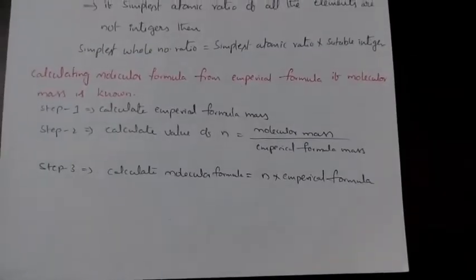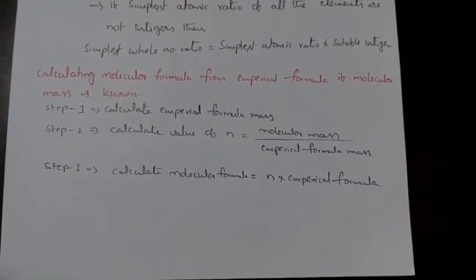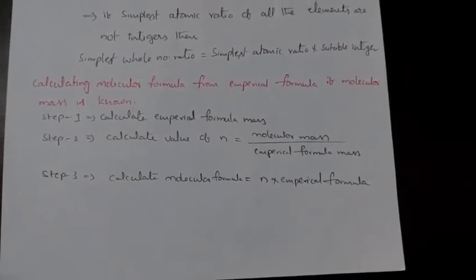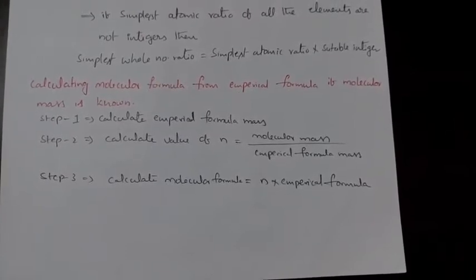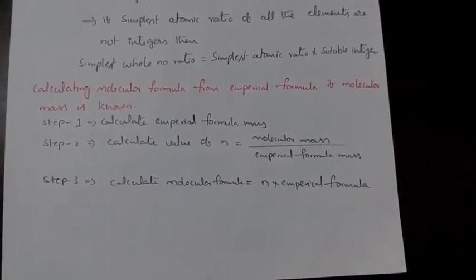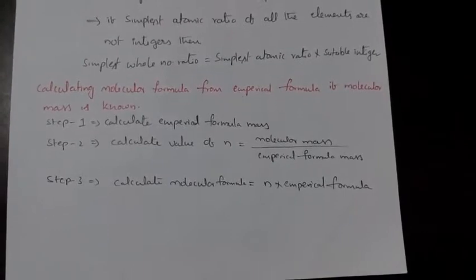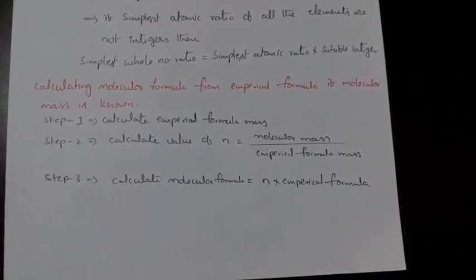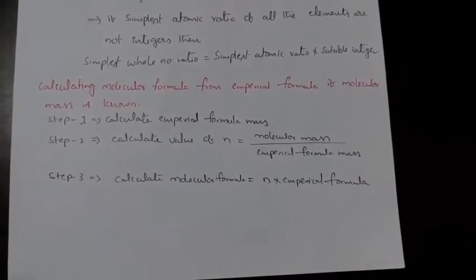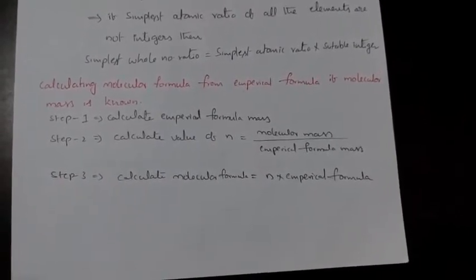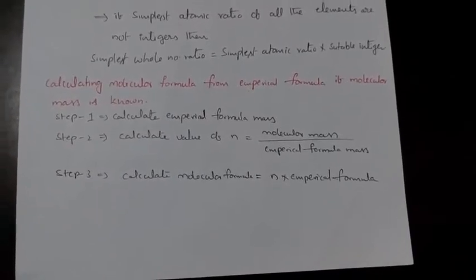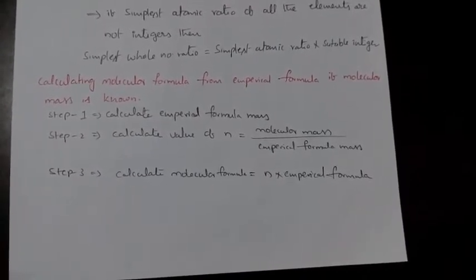After finding the empirical formula, we come to calculation of the molecular formula from the empirical formula if the molecular mass is known. So if you know the empirical formula and molecular mass of the compound, we are able to calculate the molecular formula of the compound. To find the molecular formula from its empirical formula and molecular mass, there are 3 steps. In the first step, calculate the empirical formula mass.